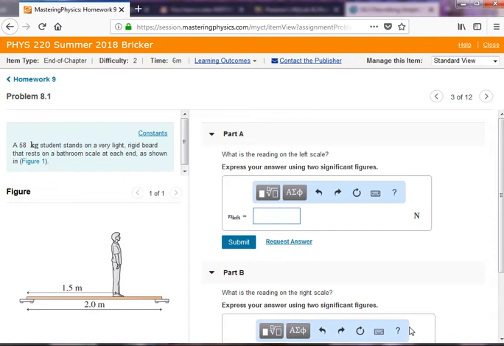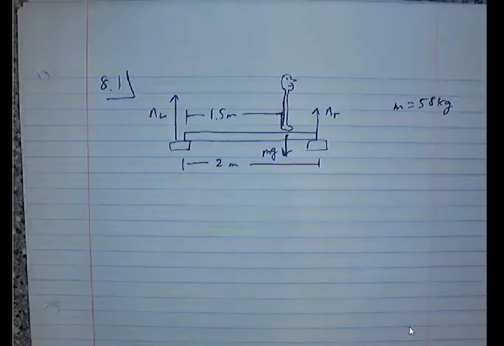Okay, so for this problem, a 58 kilogram student stands on a very light, rigid board that rests on a bathroom scale at each end. Okay, great. We want to know what is the reading on the left scale, what is the reading on the right scale. And they tell us it's a very light, rigid board, so we could assume that the board itself doesn't have any mass. All right, let's sketch this.